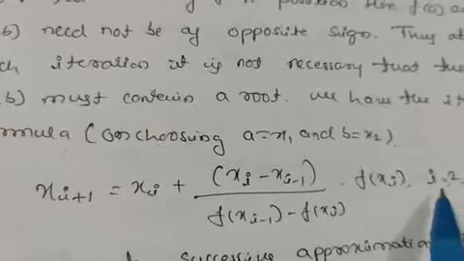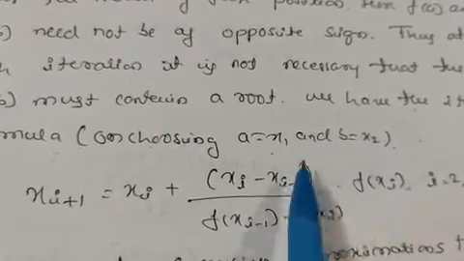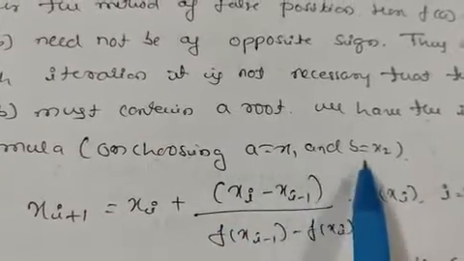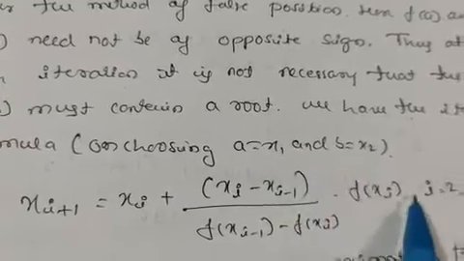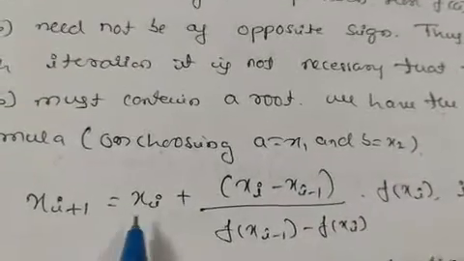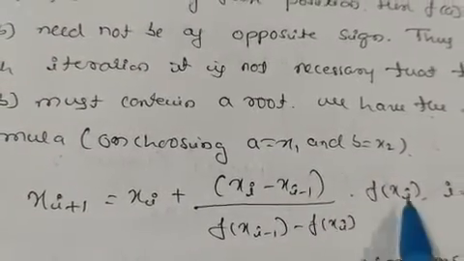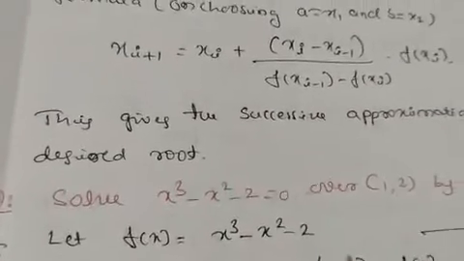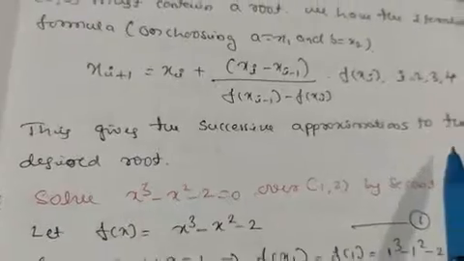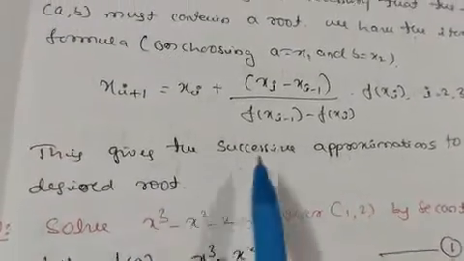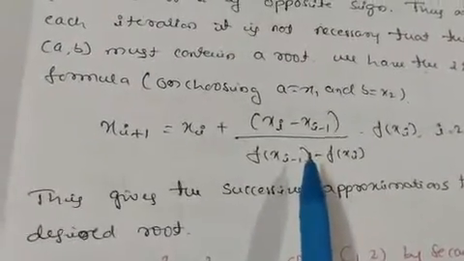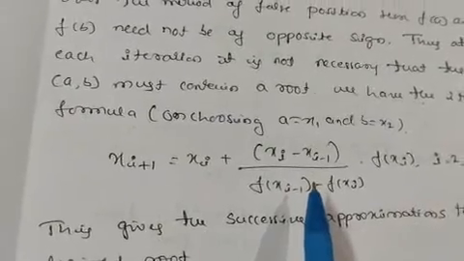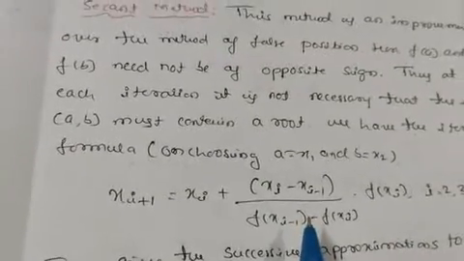Because here we have x1 and x2, if you put i equals 2, you will get x3. So for that you have to take i equals 2, 3 etc. This is a successive approximation to the desired root. This is the formula which we use to find the root of a non-linear equation in the secant method.